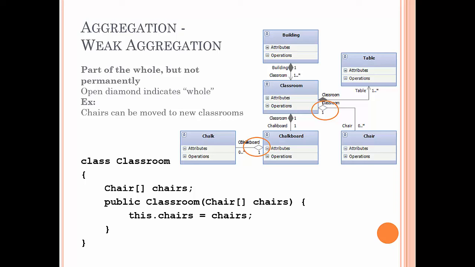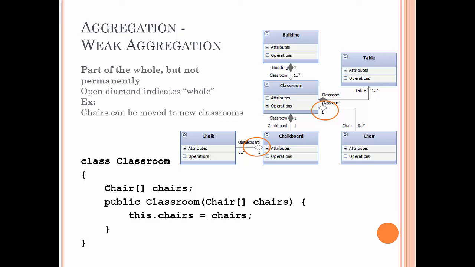Aggregation, or weak aggregation, as opposed to composition, is when one object is temporarily a component of another object. For example, a chair in a classroom may belong to that classroom for some time, but it could easily be moved to another classroom or out into the hallway. The chair is not a permanent component of that classroom, but helps define the classroom by the number of students who can take the course. UML uses a hollow diamond to indicate aggregation.